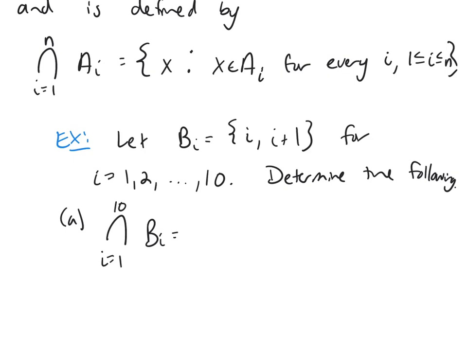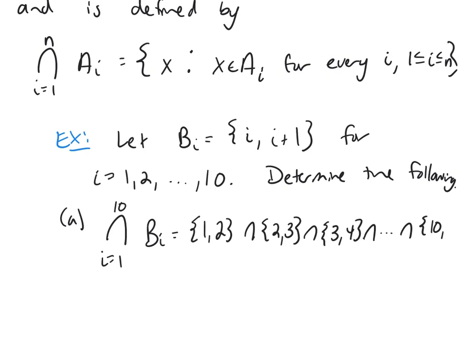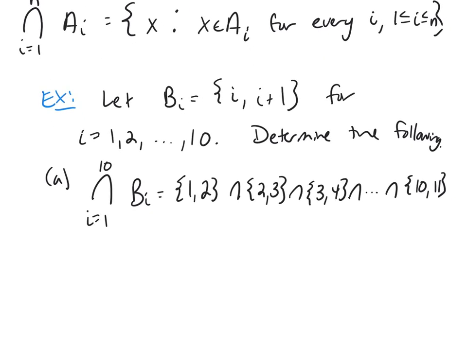So let's write it out. It's B1, which would be {1, 2}, intersected with {2, 3}. It's B2, intersected with B3. And then you keep going until you intersect with {10, 11}. So look at all these sets. Do they have a single element in common? Is there one element that belongs to every single set? And the answer is no. So this intersection is the empty set here.